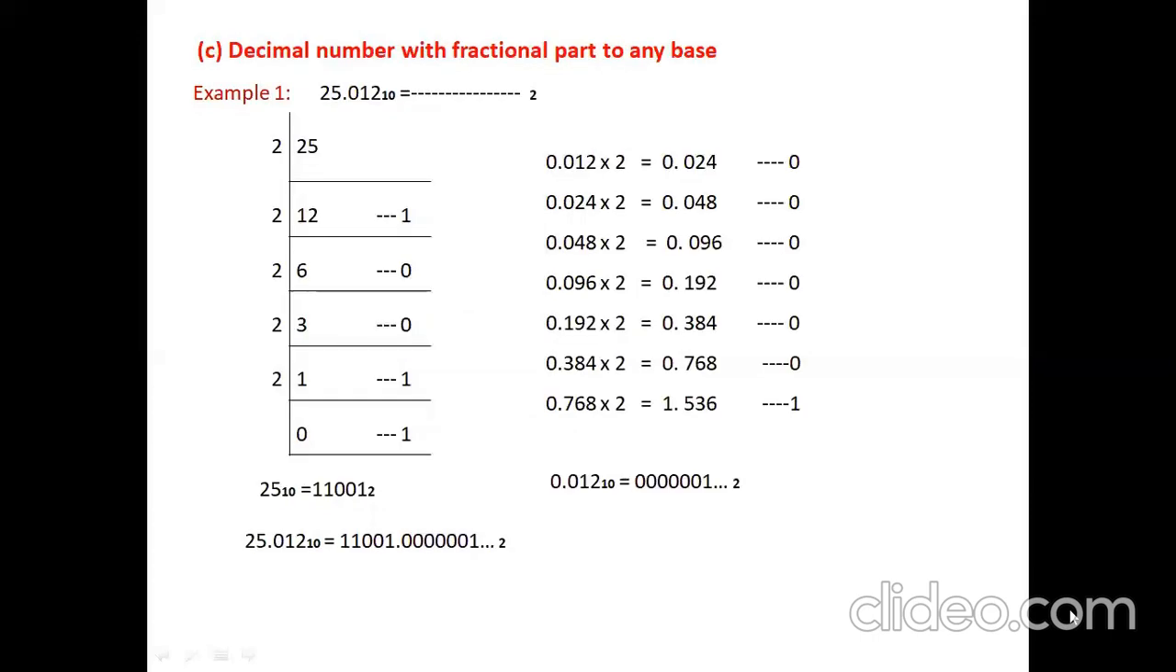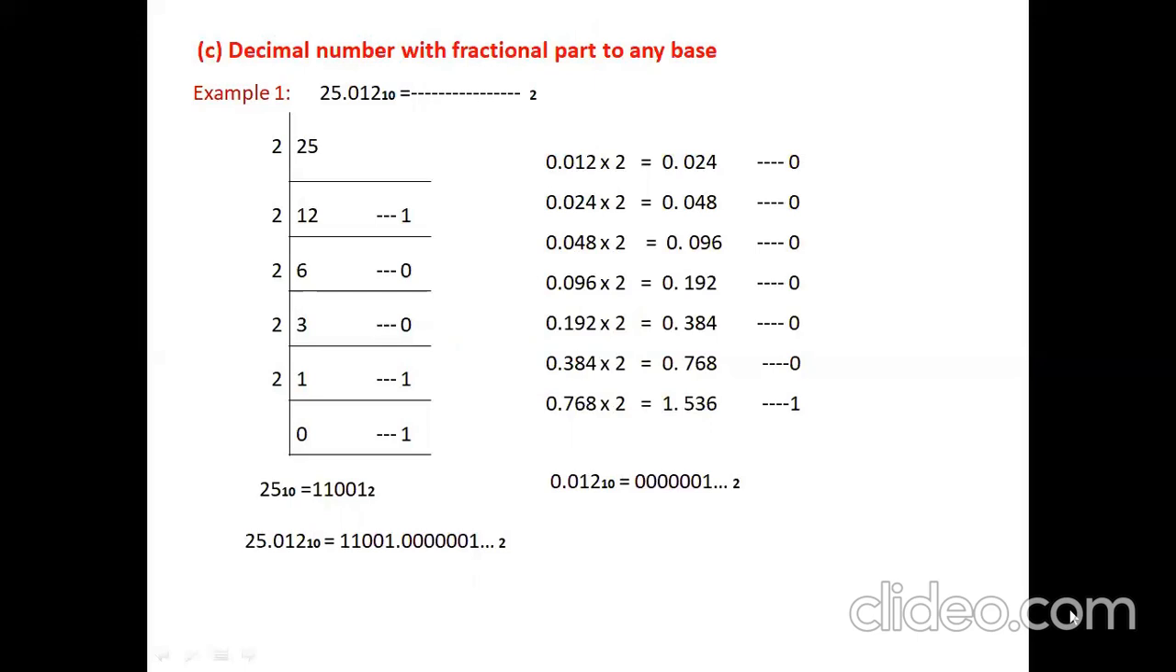Now coming to decimal numbers with a fractional part, converting to any base. Earlier it was only the fractional part; now we are putting both the fractional and non-fractional parts. So we have 25.012. We take 25 separately and 0.012 separately, and perform the same procedure we did earlier. For 25, we divide by 2 repeatedly, and from bottom to top we write the answer 11001.